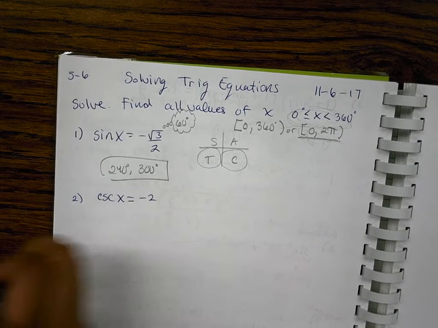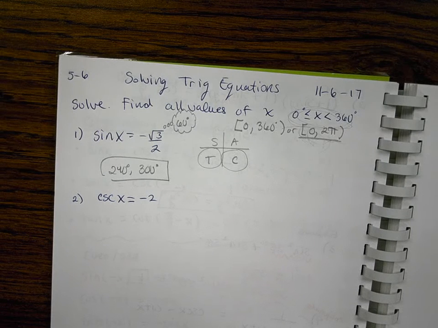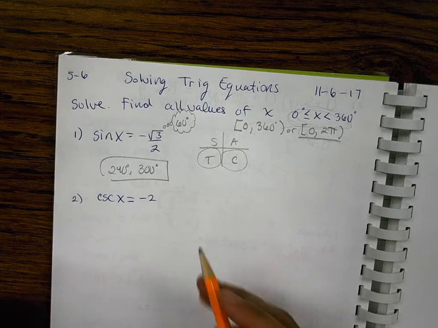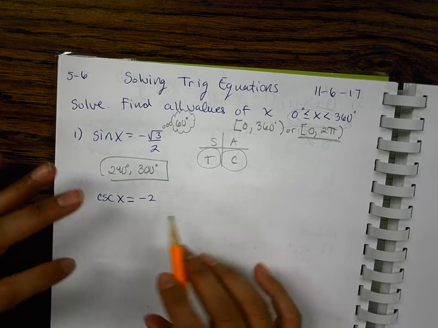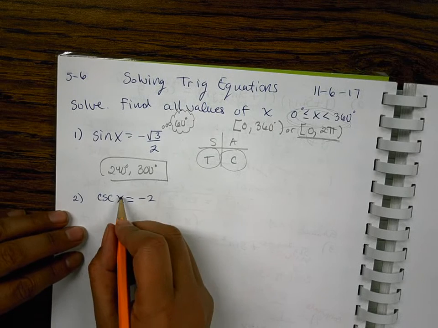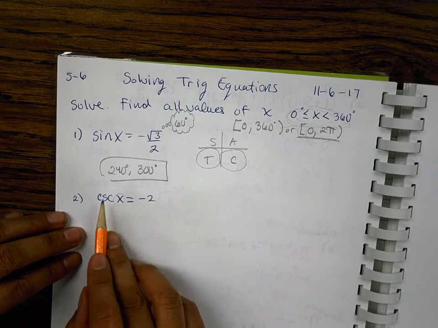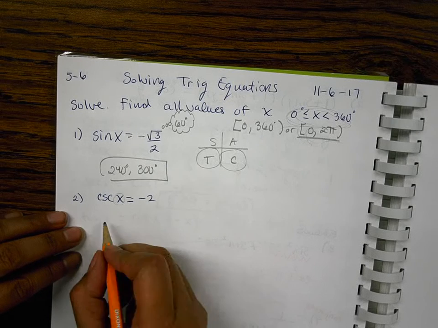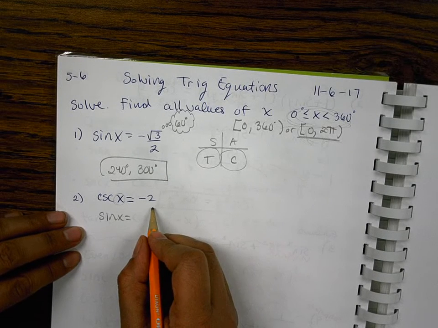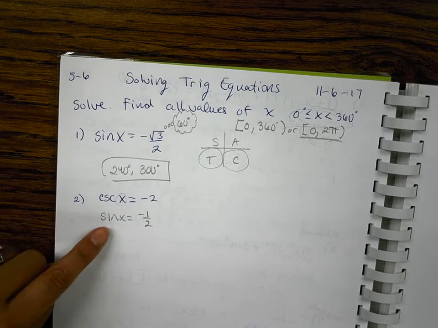I want to spend some time with this one because I have a lot of kids on the test messing this up. You are supposed to take the reciprocal of both sides, but when they take the reciprocal, they're not sure how and what to flip. You never flip the x. It's not 1/x. That's going to stay x. What's the reciprocal of cosecant x? Sine x. What's the reciprocal of -2? -1/2.